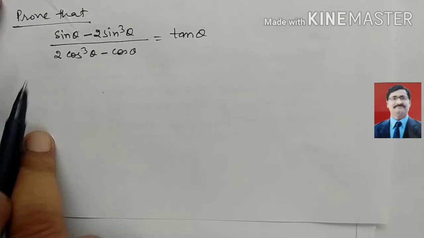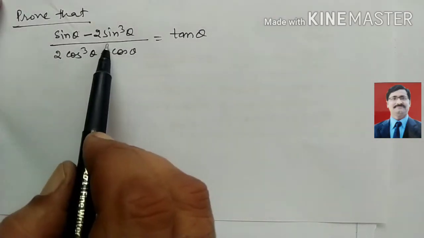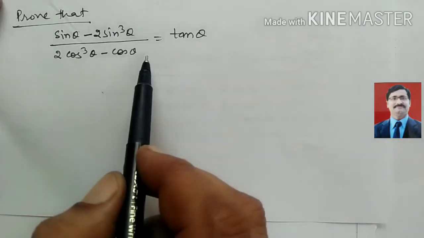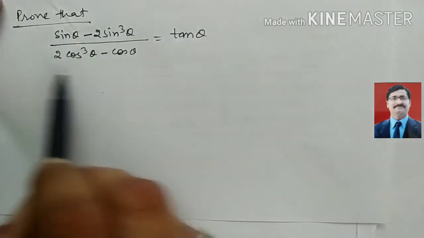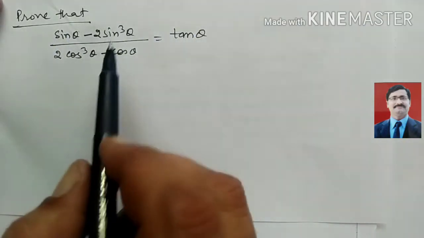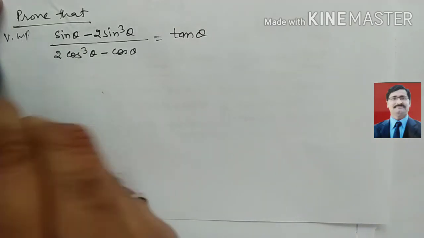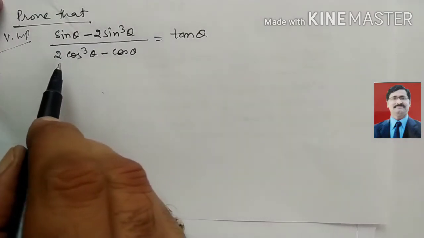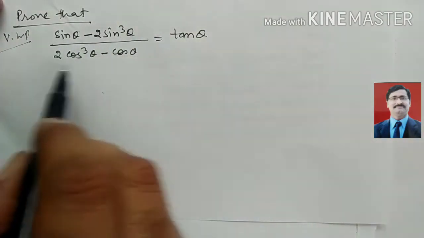Look here, you have to prove that (sin θ − 2 sin³ θ)/(2 cos³ θ − cos θ) is equal to tan θ. This is a very simple question, and also a very important question. Look here, this you can take common from the numerator and denominator.